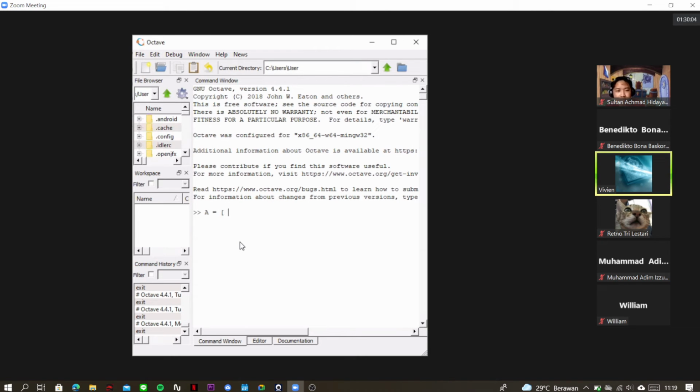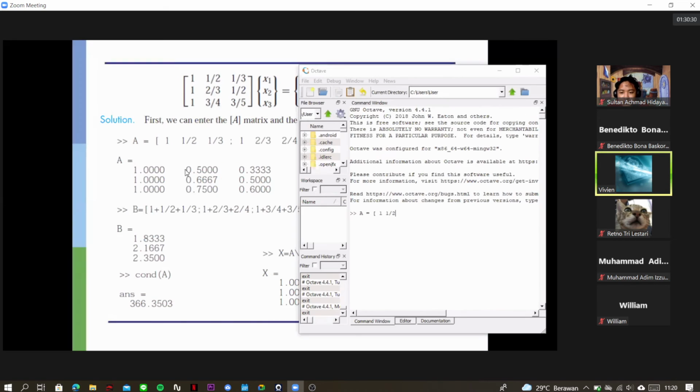And then we insert the first line, for the first row. So this will be the first row. So I will insert it similar to what we have. Wait, I will move that to the right so that you can see. So we will insert the values 1, 1/2 and 1/3.